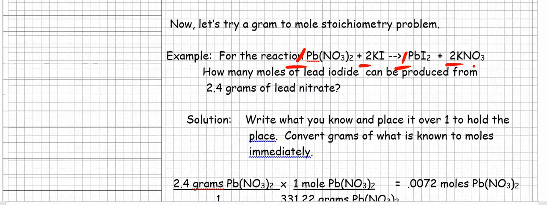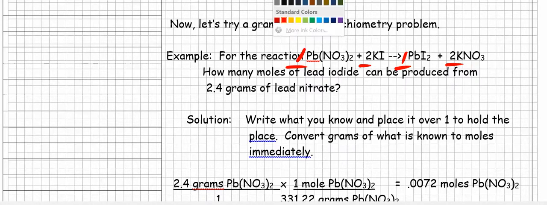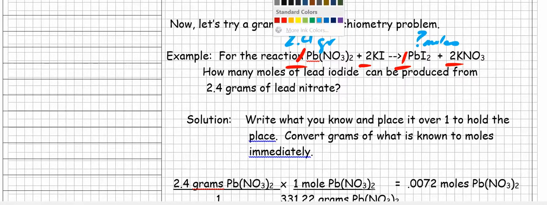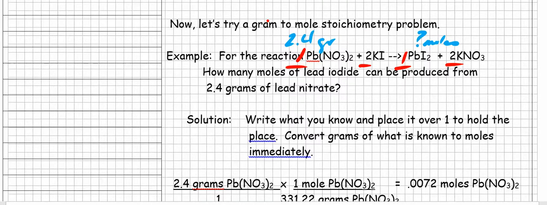So now what I want to do is make sure that I know what I'm being asked, right? It says how many moles of lead iodide can be produced. So I'm going to put question mark moles, just like that. How many moles of lead iodide can be produced from 2.4 grams of lead nitrate? So we're going to say 2.4 grams of this lead nitrate. So we make it explicit exactly what we started with and what we're looking for, so that way there's no confusion. All right. So here we go.